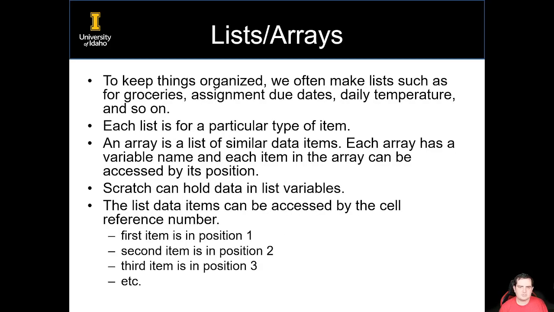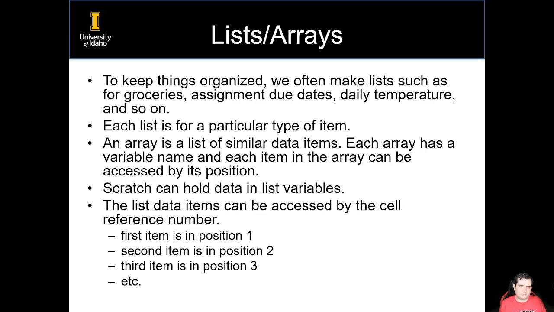Now, to keep things organized, we often make lists, such as for groceries, assignment due dates, daily temperatures, everything like this. This is something that we as humans can automatically do at this point. It's probably something you were taught a little bit. Each one of those lists is for a particular type of item. An array is a list of similar data items.